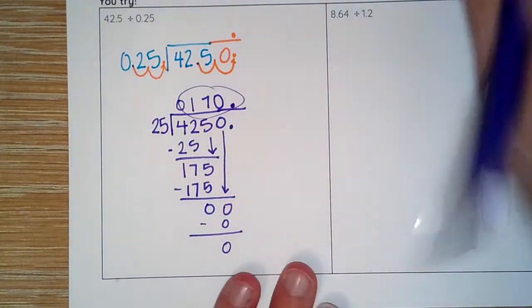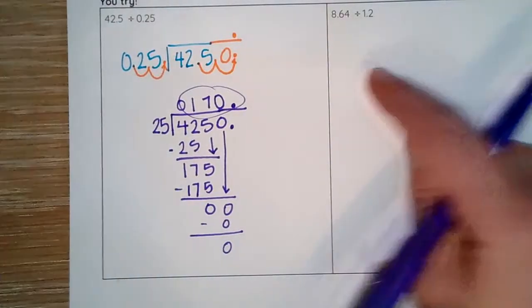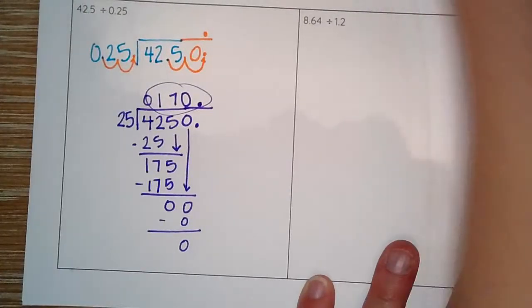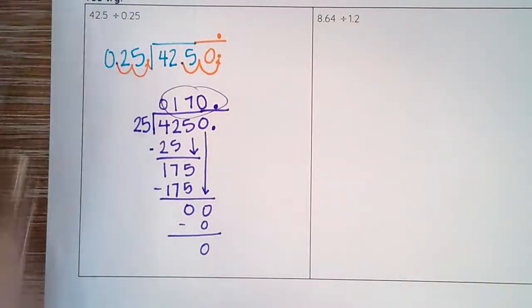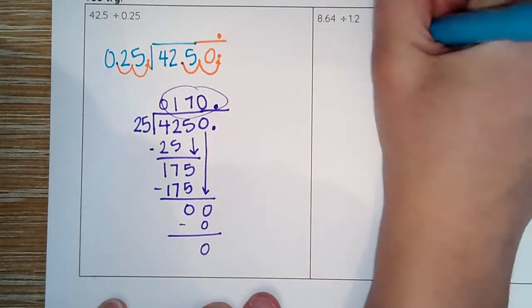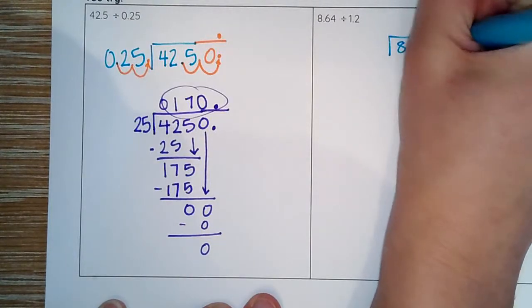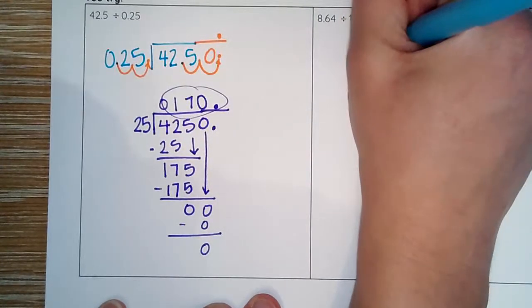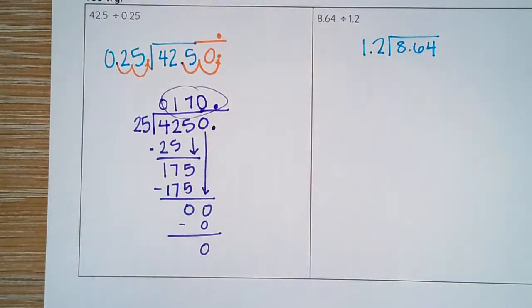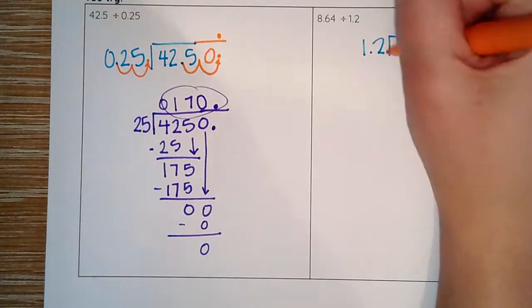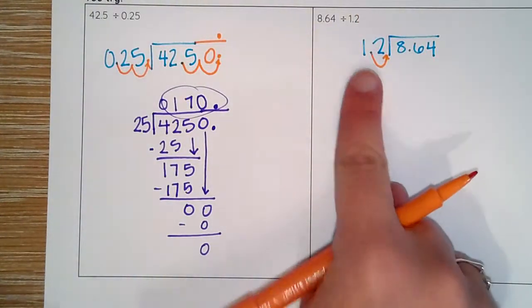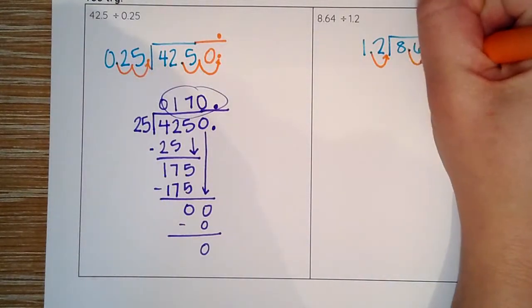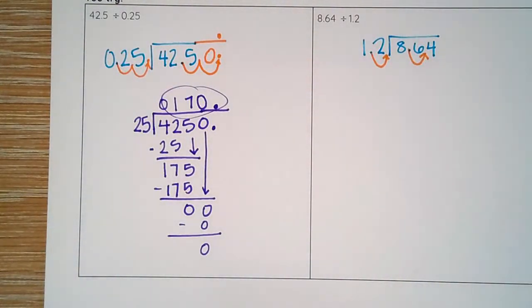Let's do one more problem together. We've got 8 and 64 hundredths divided by 1 and 2 tenths. So I go ahead and set that up. 8 and 64 hundredths divided by 1 and 2 tenths. Okay, how many times will I move my decimal here? Well, I'll move it once outside in my divisor. So I'll move it once in my dividend.